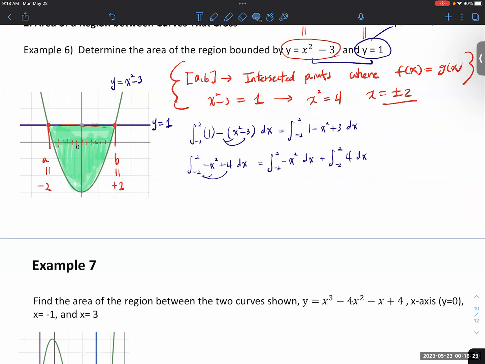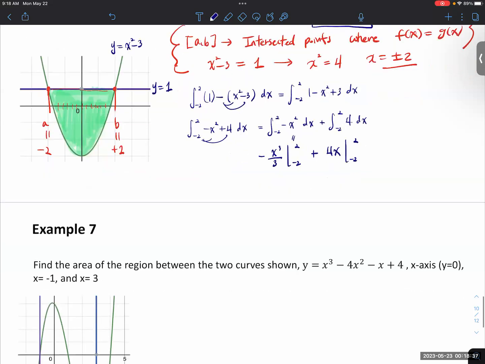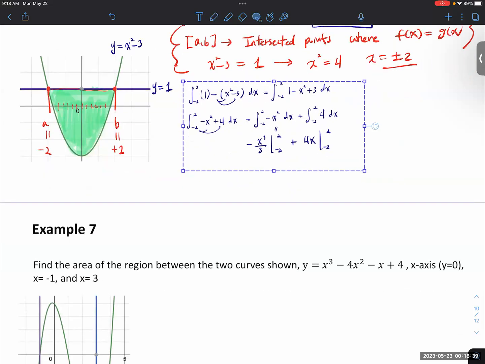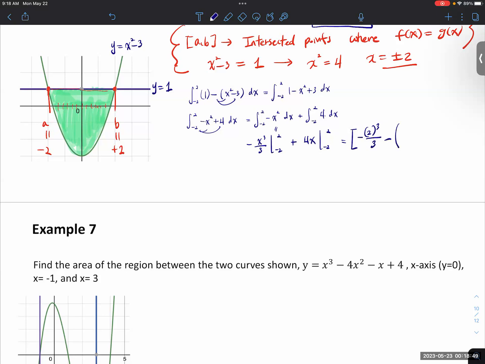All right. So we are taking the integral, this guy, negative, I'm going to bring it into the front. So x to the third over 3 from negative 2 to 2. This is 4x from negative 2 to 2. Okay, we are doing awesome. So that means what? Negative 2 to the third over 3 minus, and then we're going to subtract again, negative 2 to the third over 3. So this is the first one.